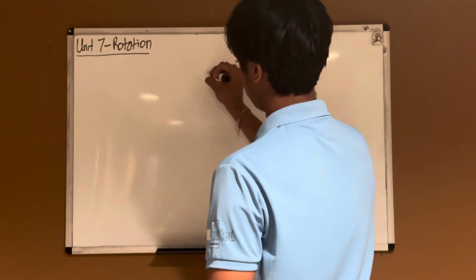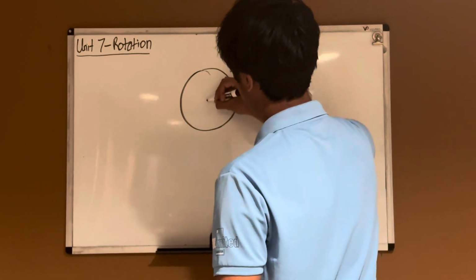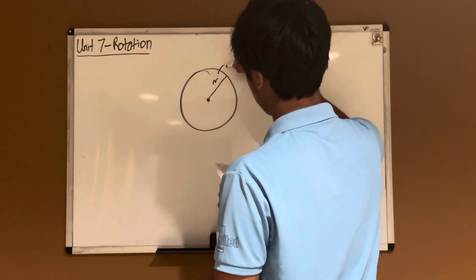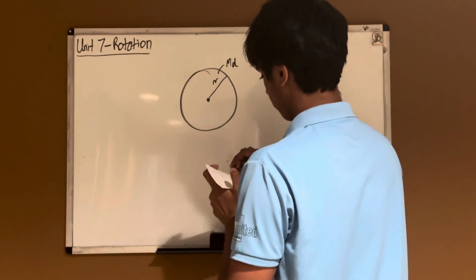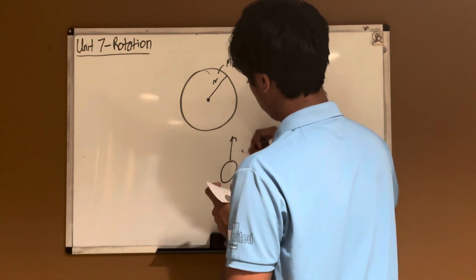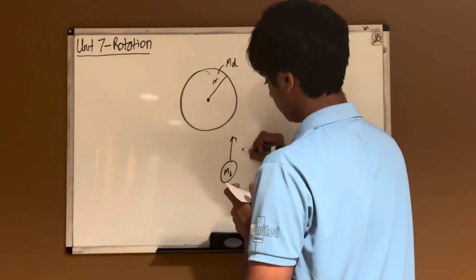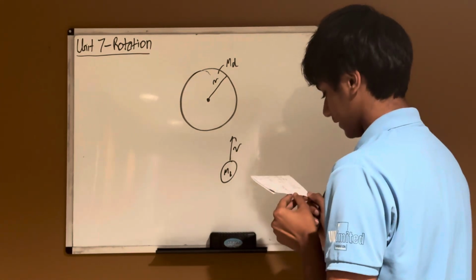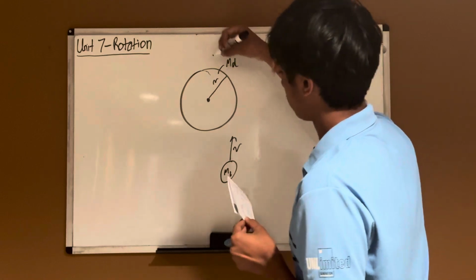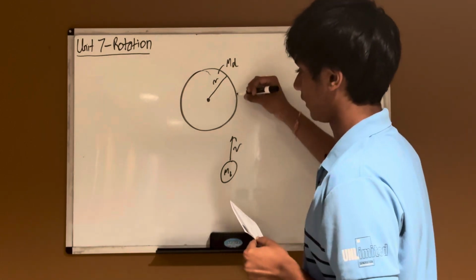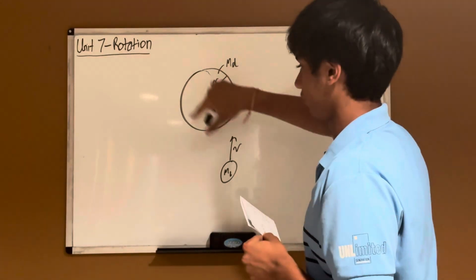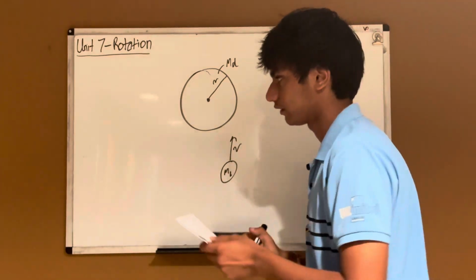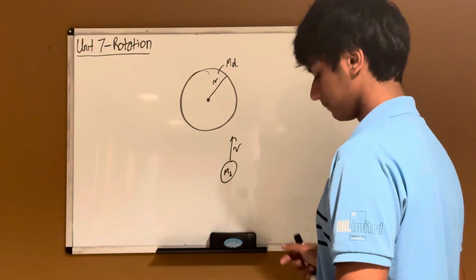Let's say we have a disk rotating. It has radius r and mass of the disk, Md. And let's say we have a ball being thrown this way. The mass of the ball is Mb, and its velocity is v. Let's say this is the initial state, and the ball sticks onto this disc, and they start rotating together as one system. We want to find the final angular velocity of the system.